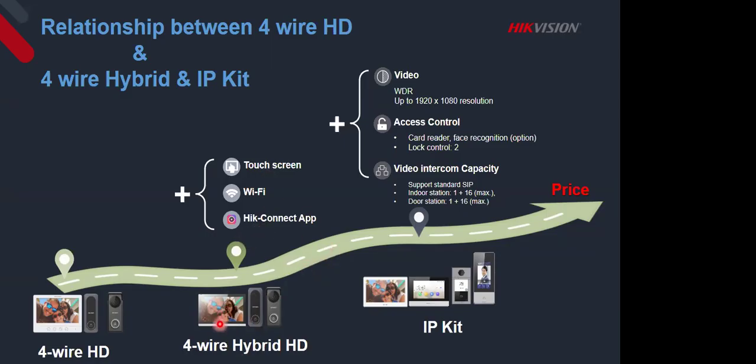Touchscreen as well, so have a look at that. And then we have the IP kit for the same model, 4-wire. The IP kit has quite a bit more features, like the WDR on the camera, 1080p, a very nice 2 megapixel resolution, as well as 2 doors for, like I said, locking, as well as SIP communication.